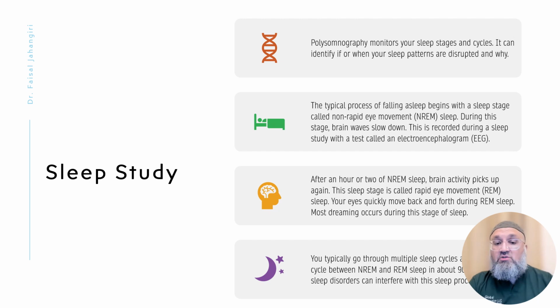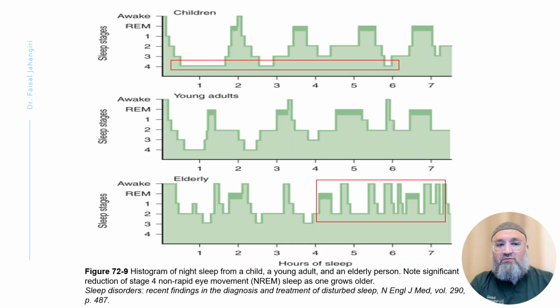After an hour or two of non-rapid sleep, brain activity picks up again, and this sleep stage is called rapid eye movement, REM sleep. Your eyes quickly move back and forth. Most dreaming occurs during REM sleep. You typically go through multiple sleep cycles, and a typical non-REM and REM cycle combined lasts about 90 minutes, and you are supposed to have 4 to 5 cycles every night.